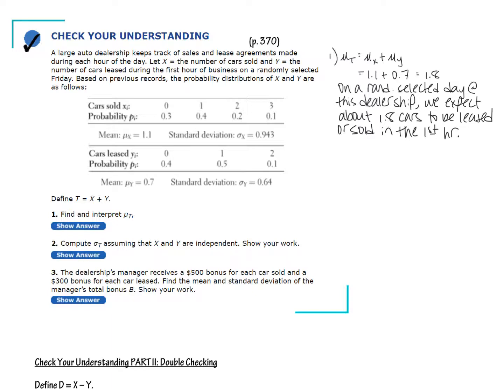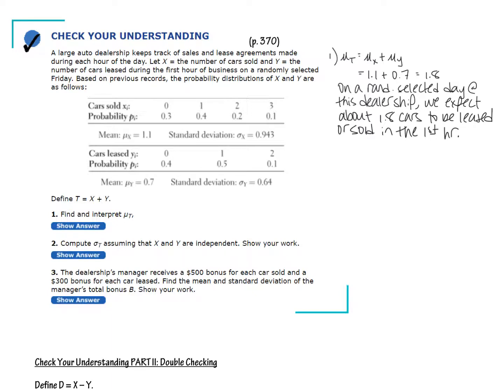You guys remember that from like chapter 1, we're able to add means together. We've got 1.1 car, so just over one car, and I did speak wrong. It's during the first hour of business, so like right when they open. 1.1 car being sold in the first hour on a randomly selected day, and then 0.7, so just less than one car per hour leased, and we add those numbers together, we get 1.8. The interpretation is, if I randomly select a day at this dealership, we expect about 1.8 cars to be leaving the lot, that means leased or sold, in the first hour of operation.